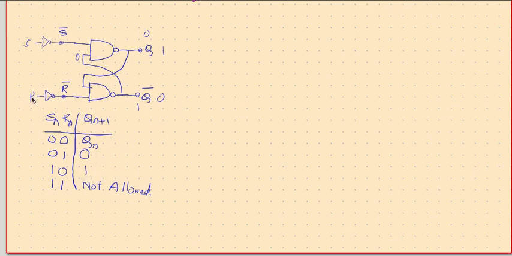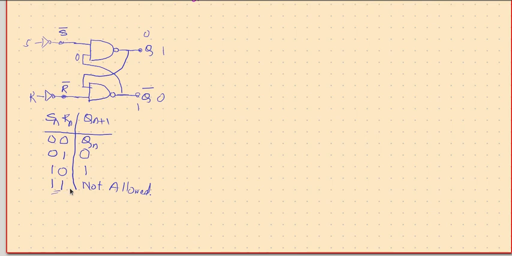When this is made 1 for a short time, reset action takes place, and both 1 1 are not allowed, because if both are 1 1, these both will be 0 0, and both outputs will be 1, and hence this complement action is no longer possible. Therefore, this combination is not allowed.